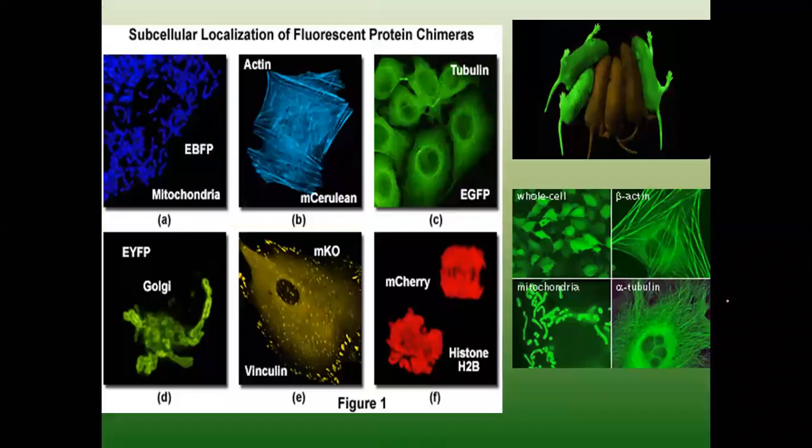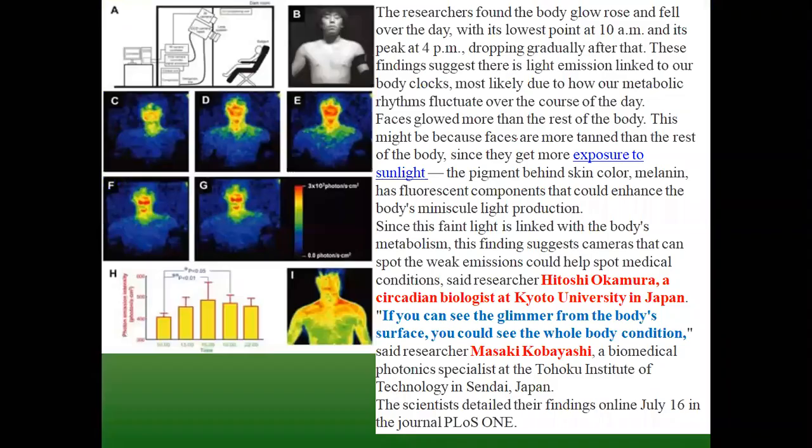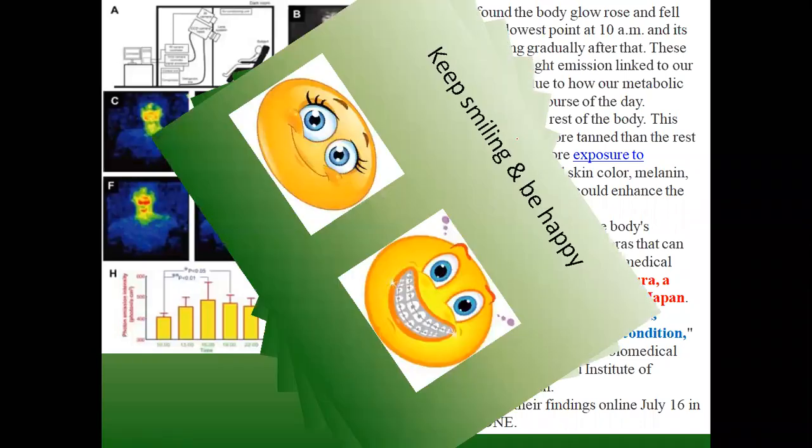Jellyfish also give light because of GFP, a protein. These are different proteins that react in the presence of oxygen and give light. All these are studied under the heading of bioluminescence and chemiluminescence. There was also research from Japan regarding emission of light by the human body. This is also an example of chemiluminescence and bioluminescence reactions.